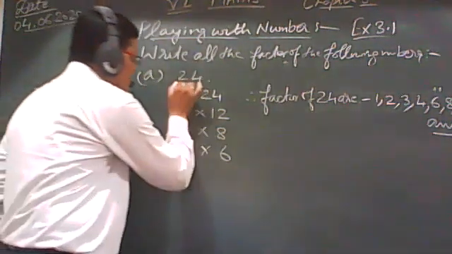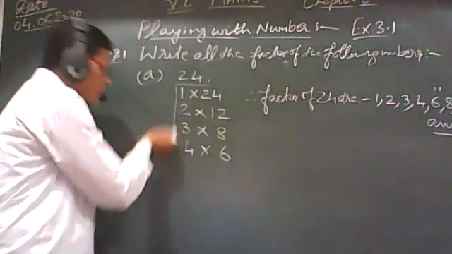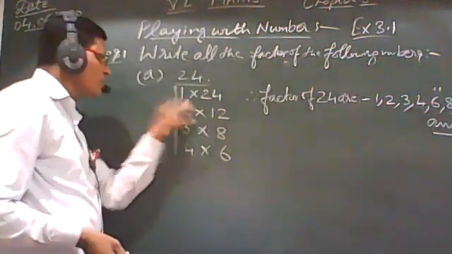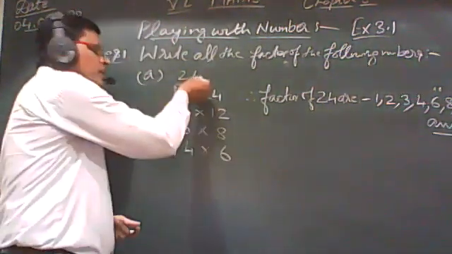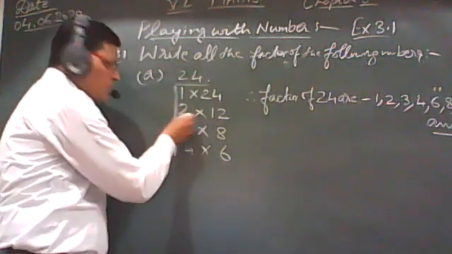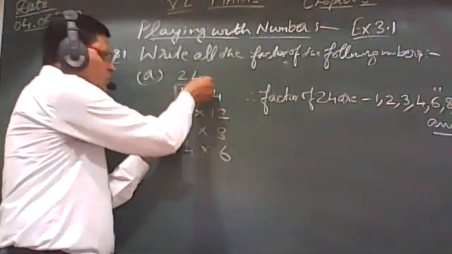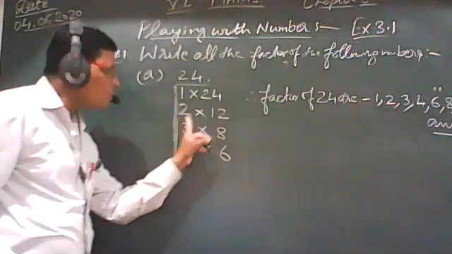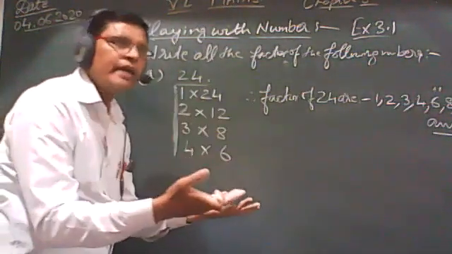Now, we find the factors of 24. First, you write the multiples of the number, and you start with the first natural number. This is 1. 1 multiplied by 24, it comes 24. Okay? Then we start the second natural number, 2. Which number do you multiply by 2 to get 24? You divide by 2, it comes 12. That means 2 into 12. 2 12s are 24. Very easy, right?